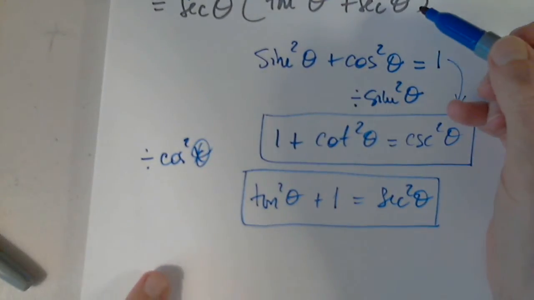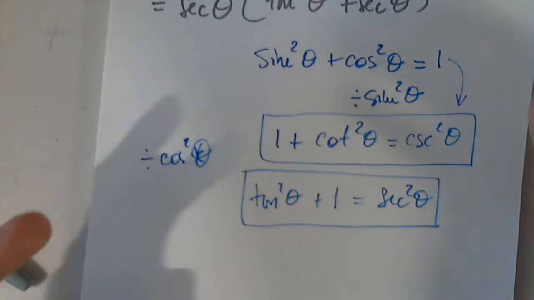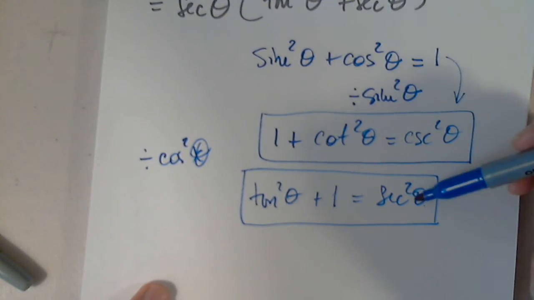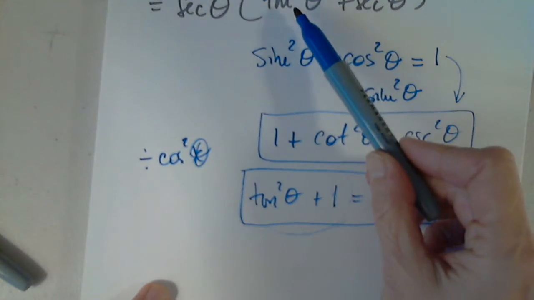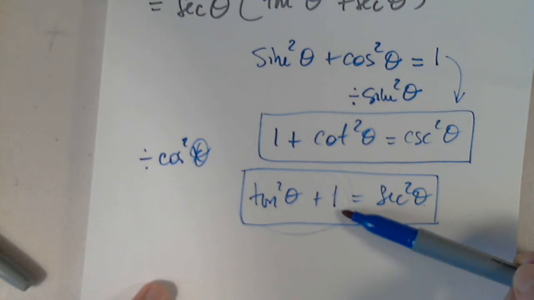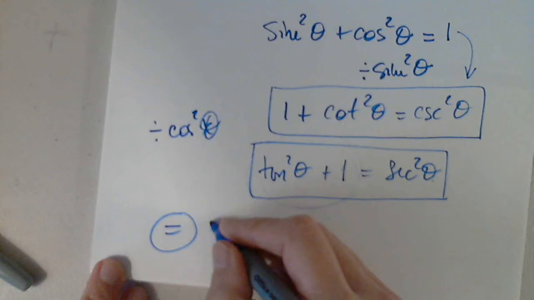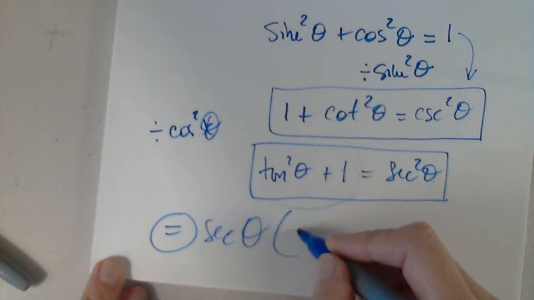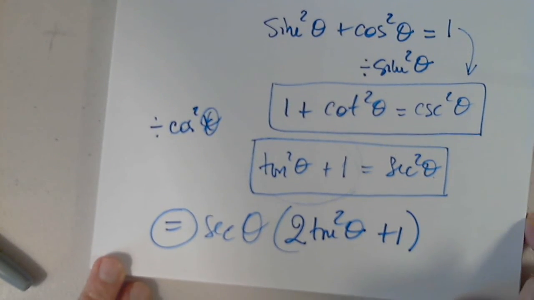So coming back here, look what happens. I don't really have to do that, but WebAssign may ask me to simplify it fully. So what I can do here is replace secant squared by this. And then I will have tangent squared plus 1. I don't know if that's exactly what they want, but I have tangent squared plus tangent squared, which is 2 tangent squared theta plus 1.